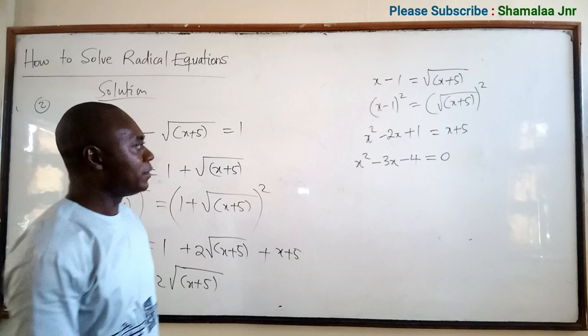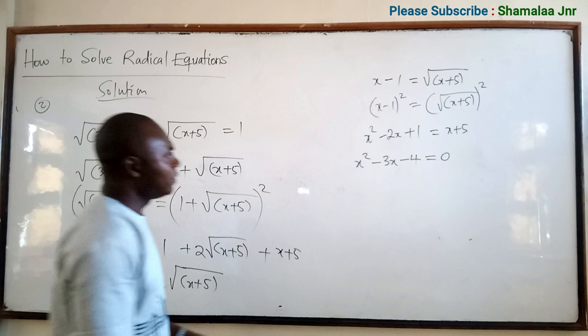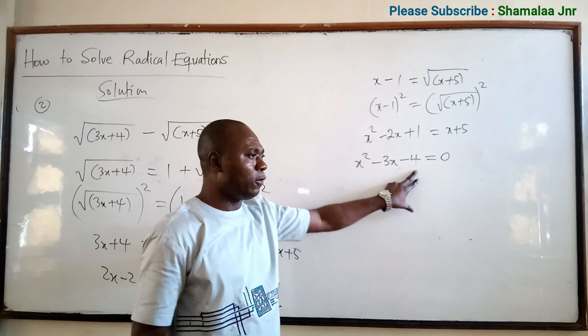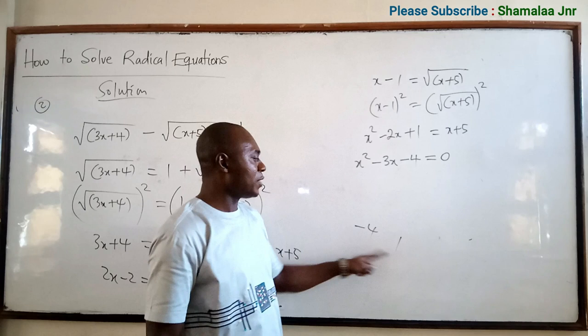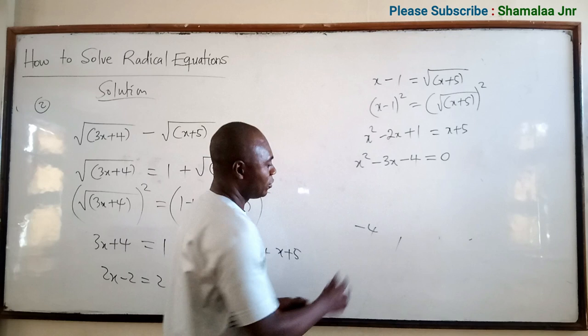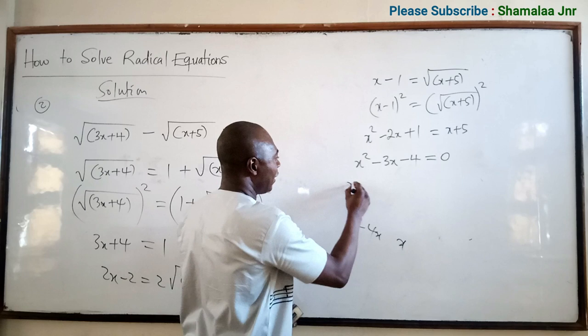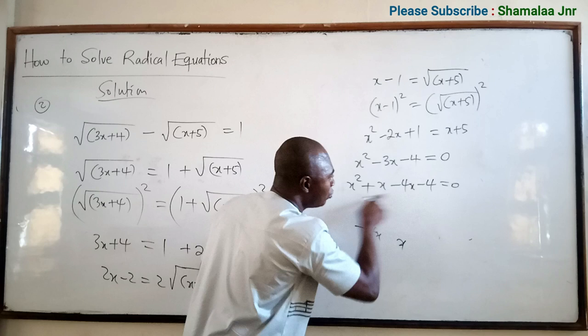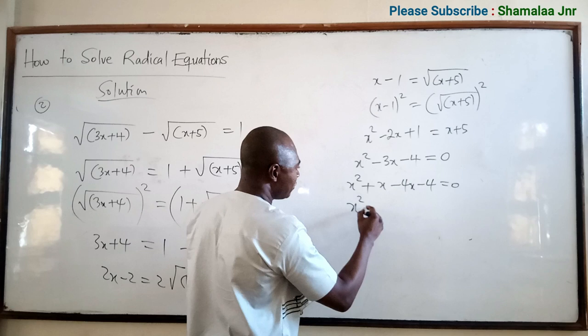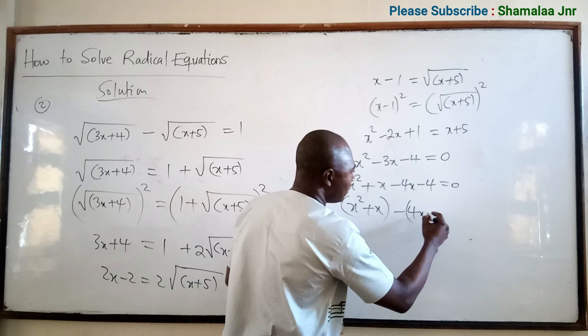Now, viewers, you want two numbers such that when you multiply them, you get negative 4, but when you add them, you get negative 3. So the numbers will be negative 4 and 1. Negative 4 times 1 is negative 4, negative 4 plus 1 is negative 3. So you attach x to this, and to x this way. You are going to have x squared plus x, minus 4x minus 4 equal to 0. You see that these two give negative 3x.